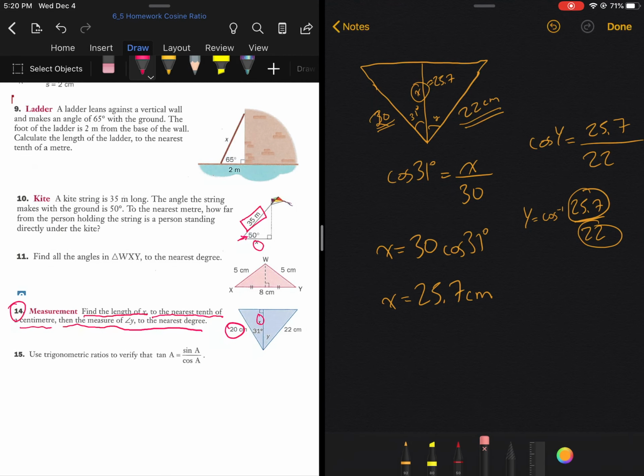Okay, so let's redo the question. Sorry about that, people. This is actually a 20 right there. This is a 20. Okay, so let's redo this. And this is obviously not 25.7. It can't be longer than the hypotenuse, right?